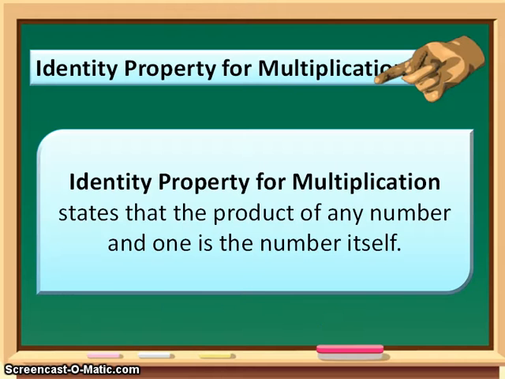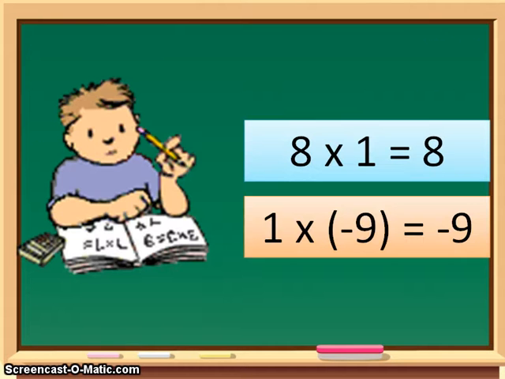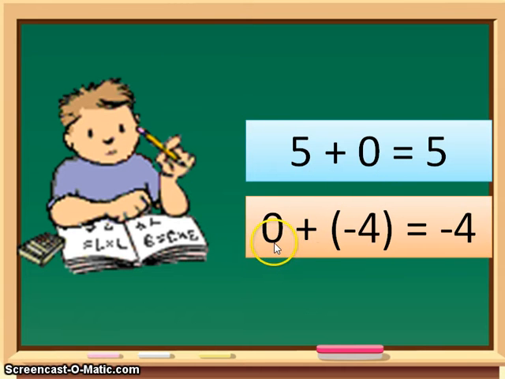Now let's have the identity property for multiplication. Identity property for multiplication states that the product of any number and 1 is the number itself. So let's have this example. 8 times 1 equals 8. 1 times negative 9 is negative 9. So we can say that 1 here is the multiplicative identity. And here, 0 is the additive identity.